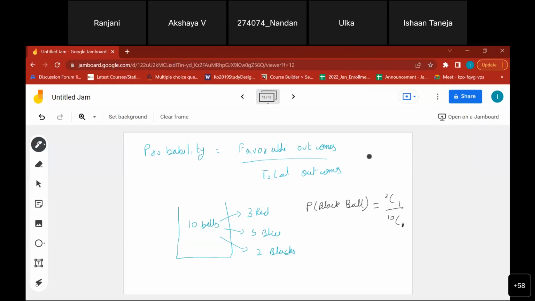Suppose now I am drawing two balls with repetition, or with replacement, you can say. You know what is with replacement? After drawing the ball and noting down the color, I put it back in the box. So what is the probability that I will have two black balls?